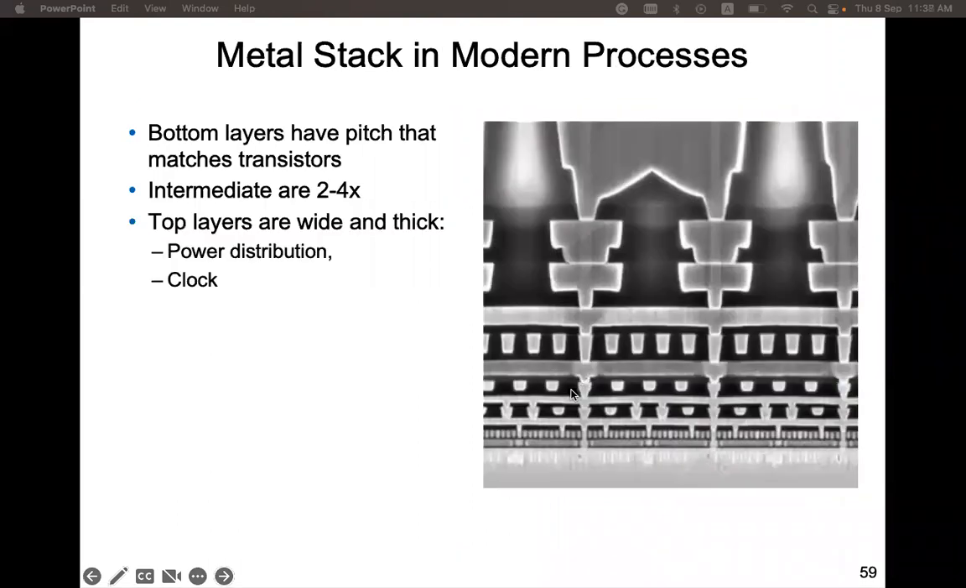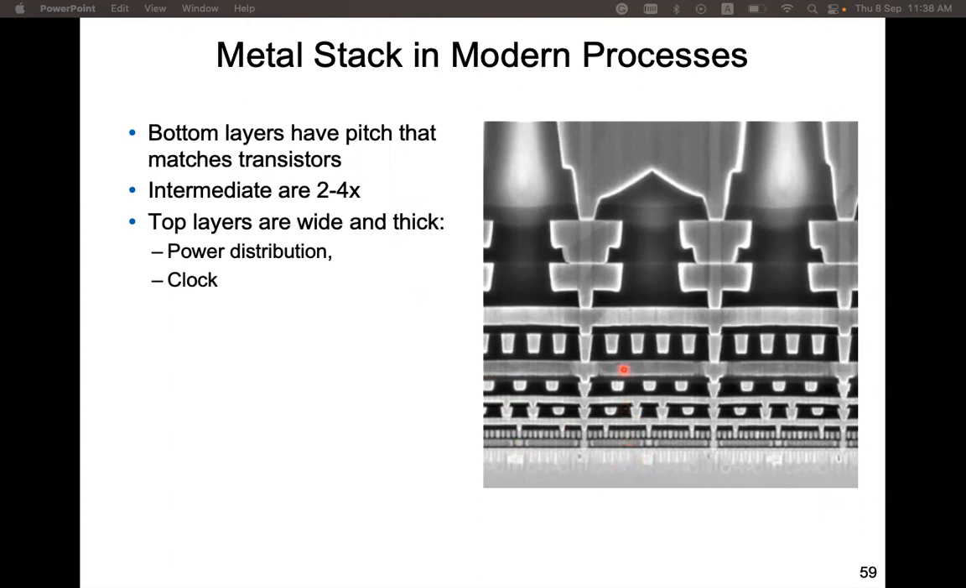The metal stacks are like this. This is the bottom layer. This is the wafer, with transistors here in the semiconductor region. The bottom metal layers have the pitch. Pitch means width and spacing. The sizes are matched to the transistor size, very small.